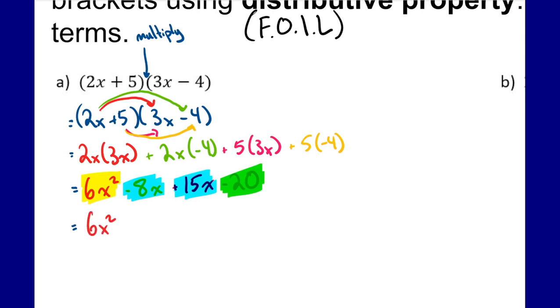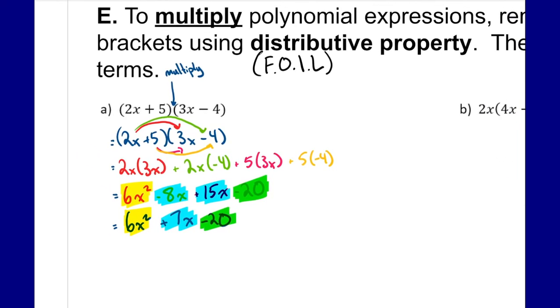6x squared, it's on its own. We have the minus 8x plus 15x. Minus 8 plus 15 is positive 7x. And then we have the minus 20 on its own. So once we've collected our like terms, that is the end of simplifying our polynomial, or multiplying this polynomial.